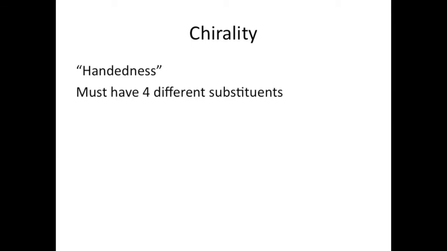So in order for a molecule to be chiral, a carbon must have four different substituents. The carbon is called a chiral carbon. It's also called a stereocenter. If any two of the substituents are the same, then it would not be chiral, because there would be a way to rotate the molecule to make it match its mirror image. So it has to have four distinct, unique substituents.